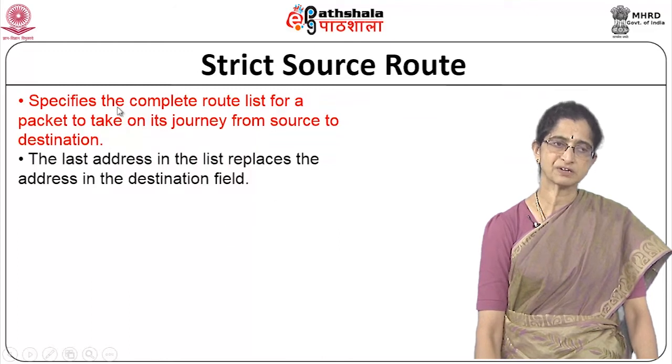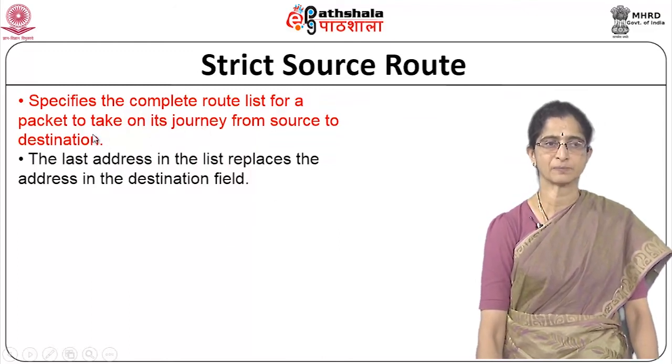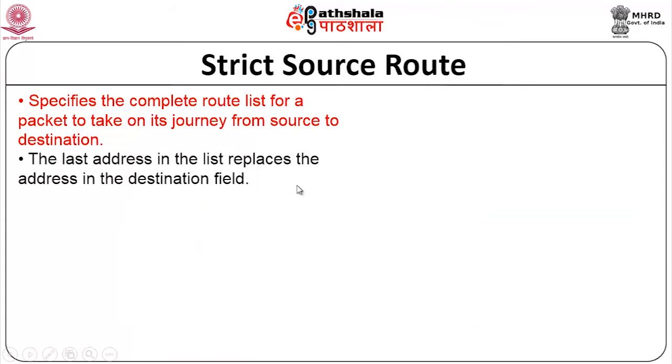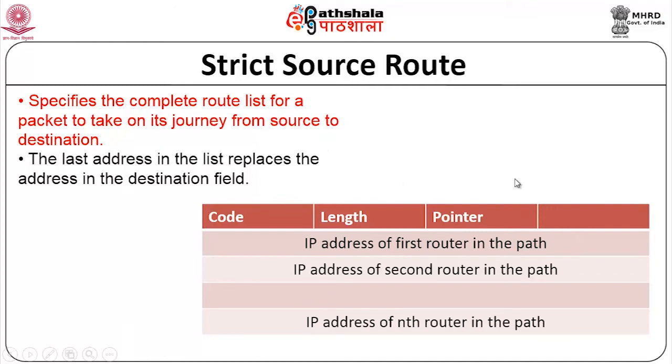Okay. So, in strict source routing, as we said, it will specify the complete route list for a packet to take on its journey from the source to the destination. The options field format will look like this. You have the code, length and pointer. This pointer basically points to the particular address that we need to be currently looking at. So you have various IP addresses specified here.